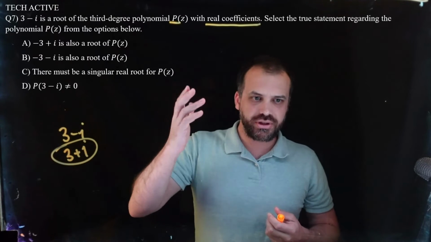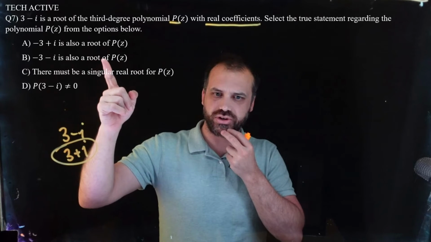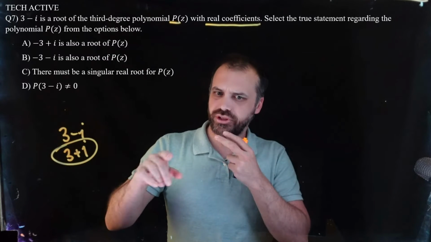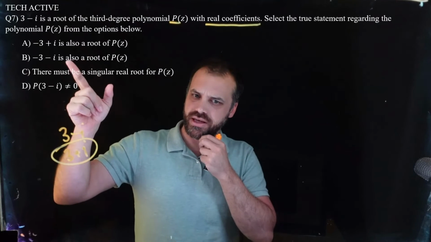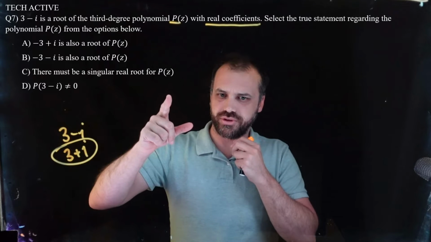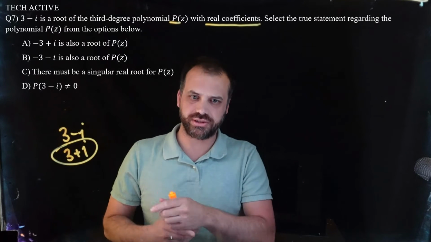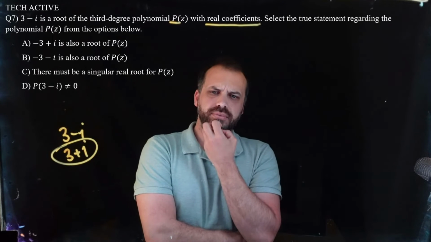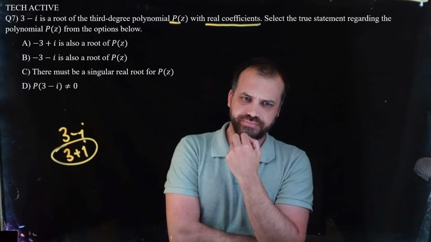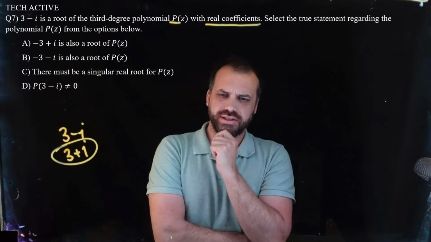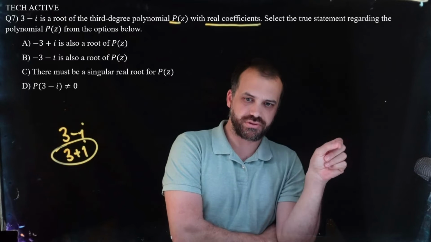So, they're saying, select the true statement. It says negative 3 plus i is also a root. No, that's not negative 3 plus i, that's just 3 plus i. Negative 3 minus i is also a root. Well, I can't say that either, because that's not negative 3 minus i, that's 3 plus i. Okay. There must be a singular real root for P(z). Let's hold that one. And then the last option is P(3 minus i) does not equal 0.